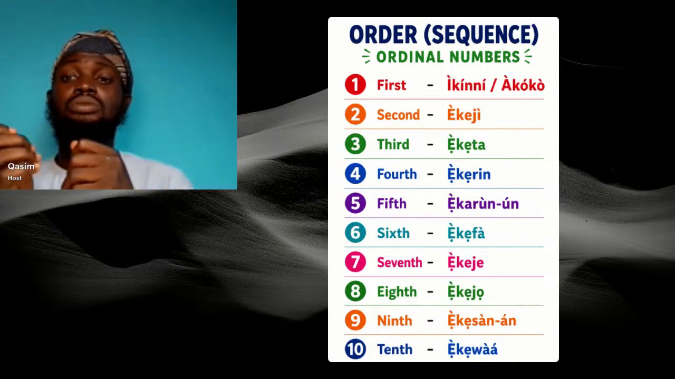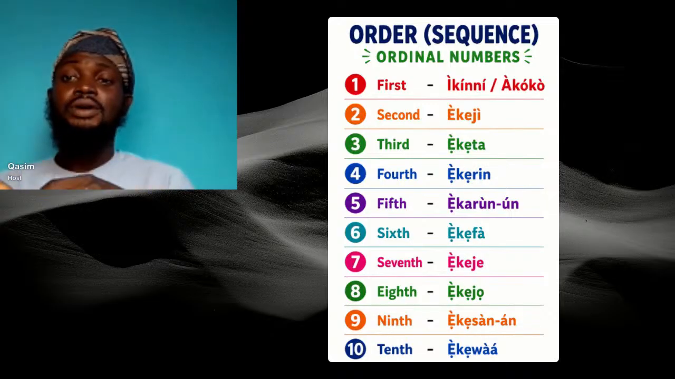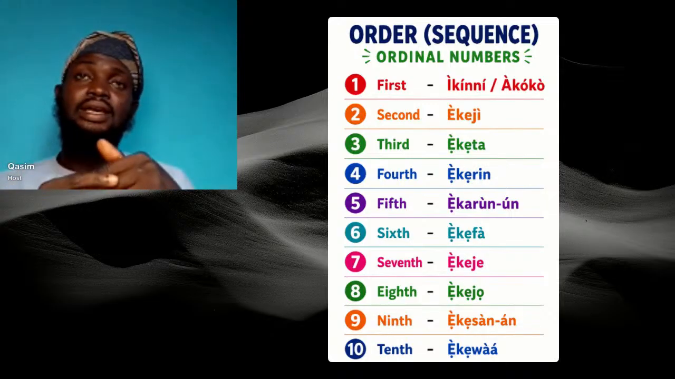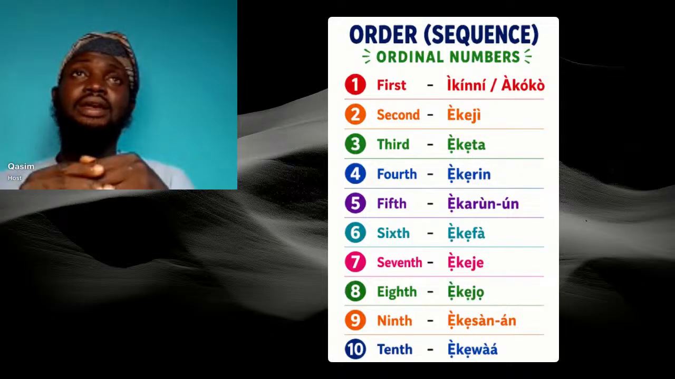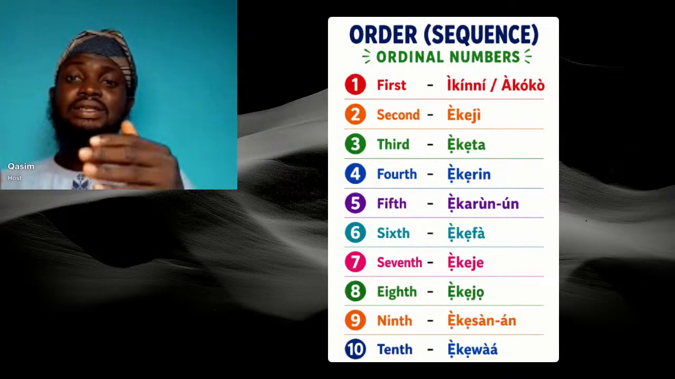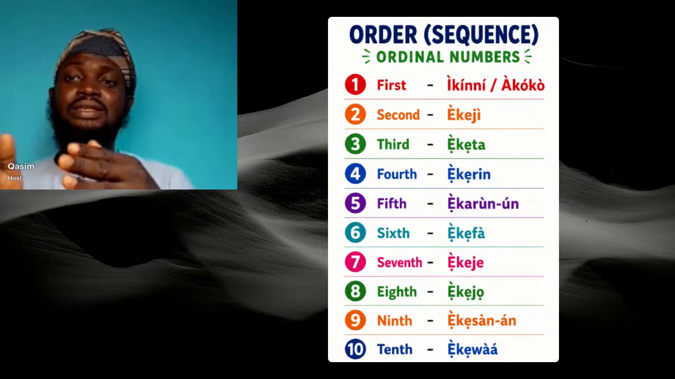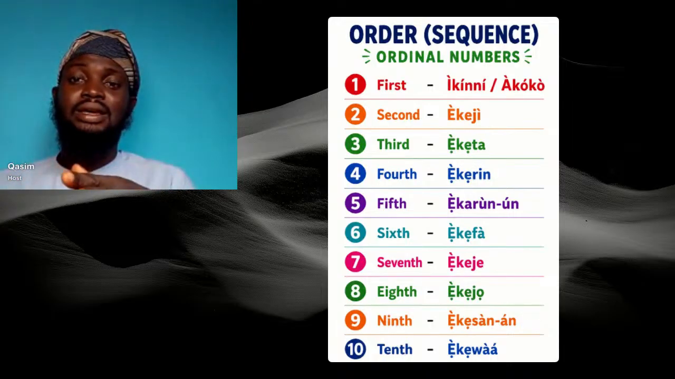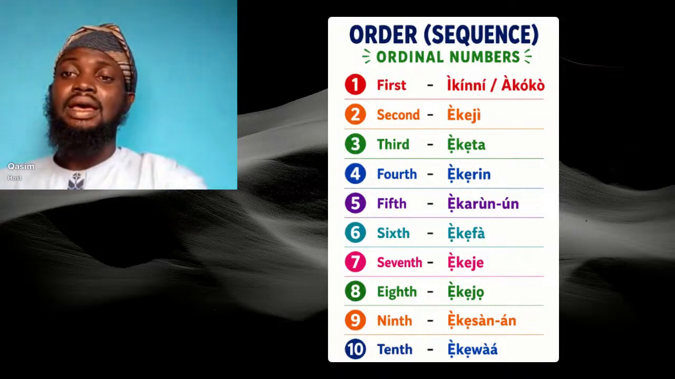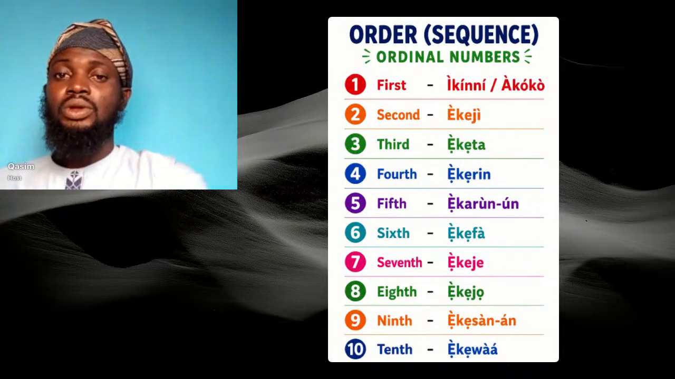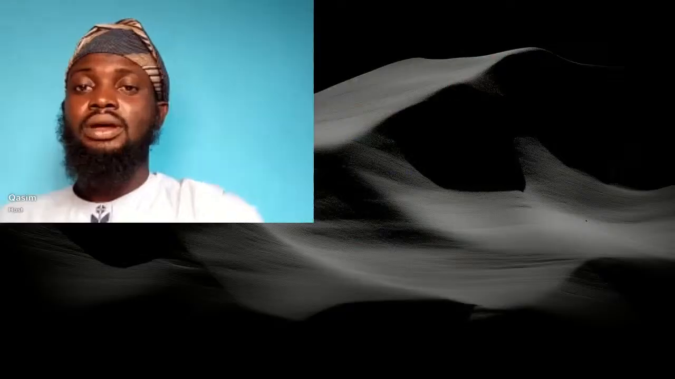So first is going to be ìkíní, second is èkejì, third is ẹ̀kẹta, fourth is ẹ̀kẹrin, fifth is ẹ̀karùn-ún, sixth is ẹ̀kẹfà, seventh is èkeje, eighth is ẹ̀kẹjọ, ninth ẹ̀kẹsàn-án, 10th ẹ̀kẹwàá. So that is it. Okay, I think the last one we discussed is frequency, when you are saying how many times.